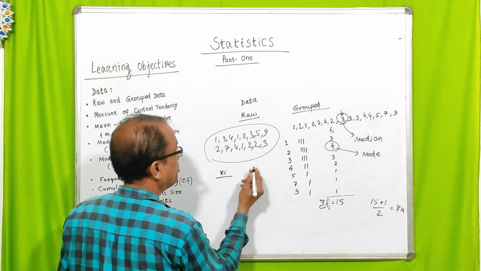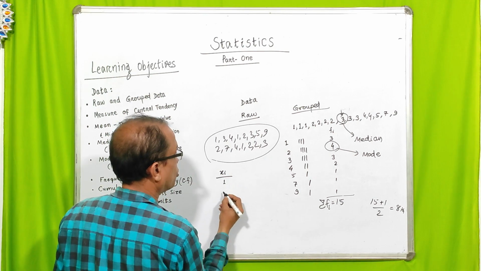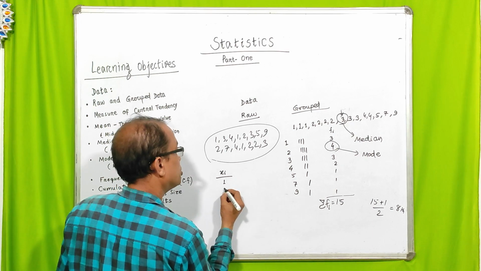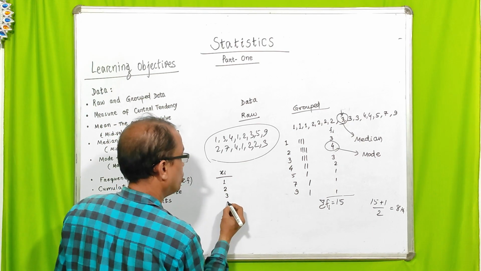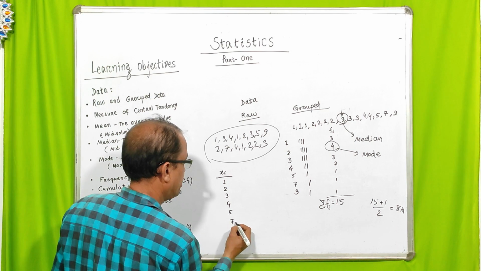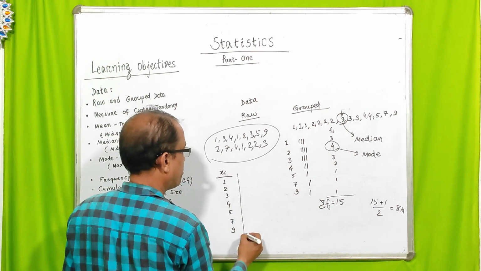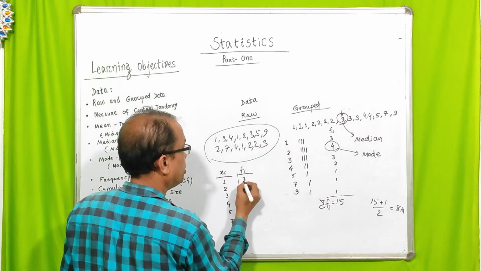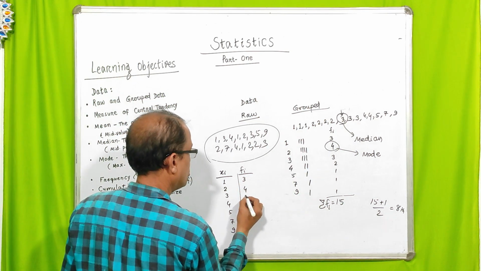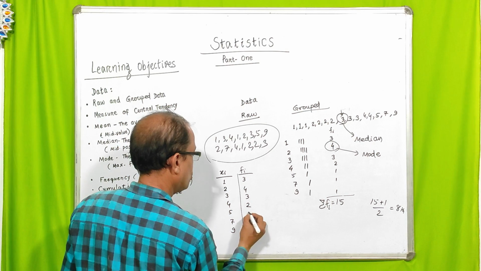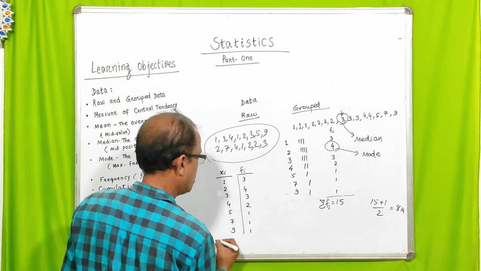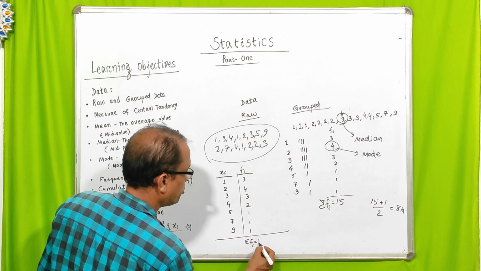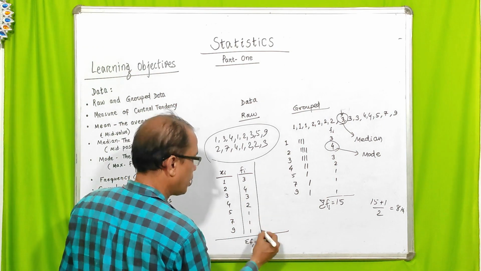Here we write the xi, meaning the observations. We have 7 different observations, 1 2 3 4 5 7 9, and we have their frequencies here. The frequencies are 3 4 3 2 1 1 1. We can find sigma f to be 15 here. We have already found it.